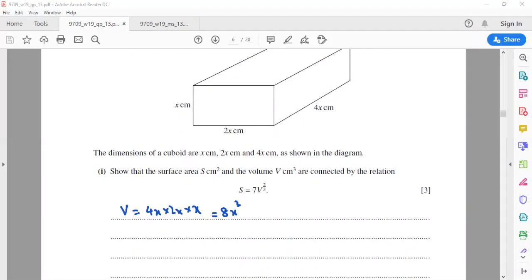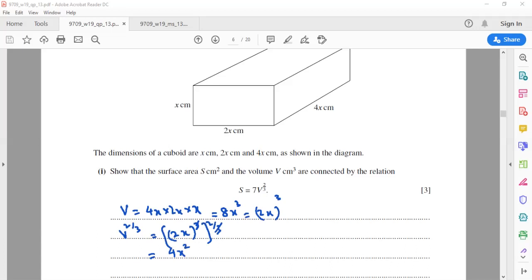Now, since here the equation is related by V power 2 over 3, let's find V power 2 over 3. What do we get from there? So this is actually equal to 2x whole cube, to the power 2 over 3. Now this 3 and 3 cancel out, so we are left with 4x squared. So this is actually V power 2 over 3.